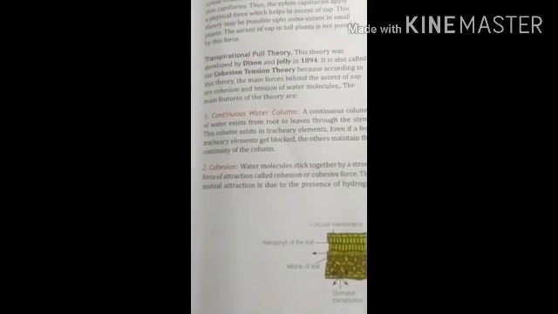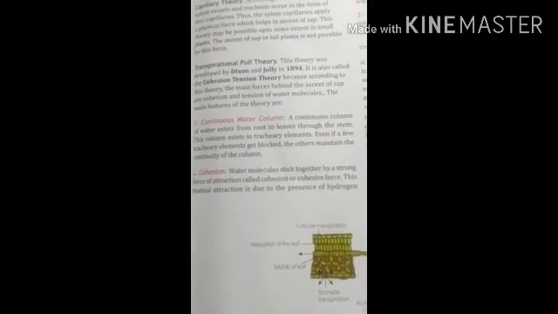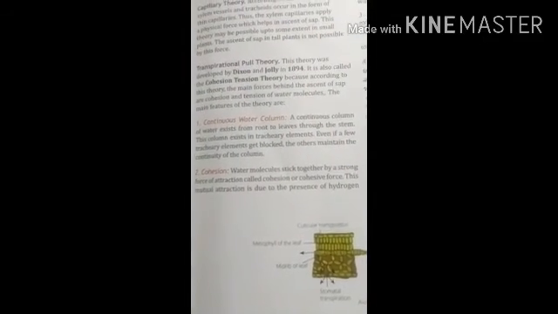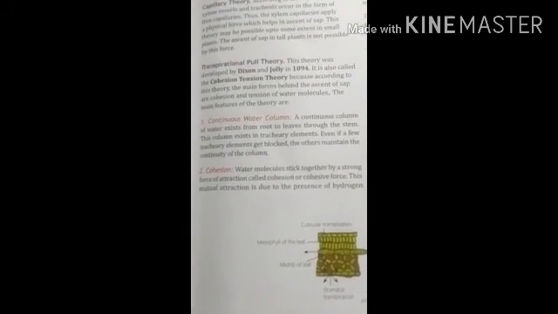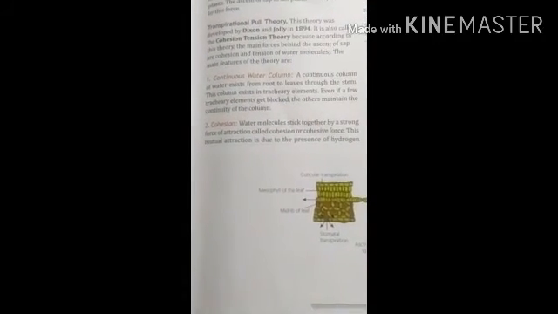Now next is transpirational pull. This was developed by Dixon and Joly, also called the cohesion-tension theory, the most accepted one, because according to this theory the main forces behind the ascent of sap are cohesion and tension. First is the continuous column. A continuous column of water exists from root to leaves through the xylem, in the tracheary elements. Even if a few elements get blocked, the others maintain the continuity of the column.